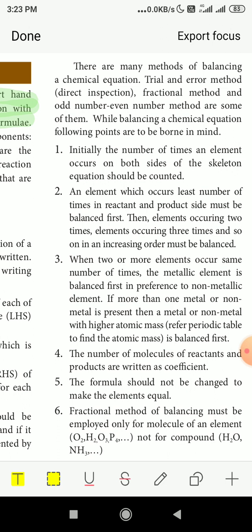The formula should not be changed to make the elements equal.